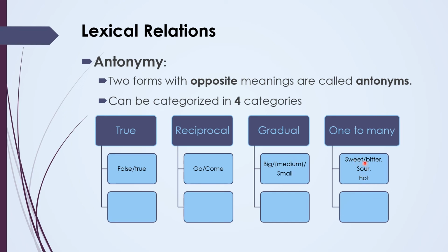And then one-to-many, that means that for a particular word there are many other antonyms. For example, sweet, we can produce bitter, sour, and hot as the antonyms of sweet. And as I said in the previous slide, I have intentionally made it blank for you, so you can produce more examples of these categories of antonyms.